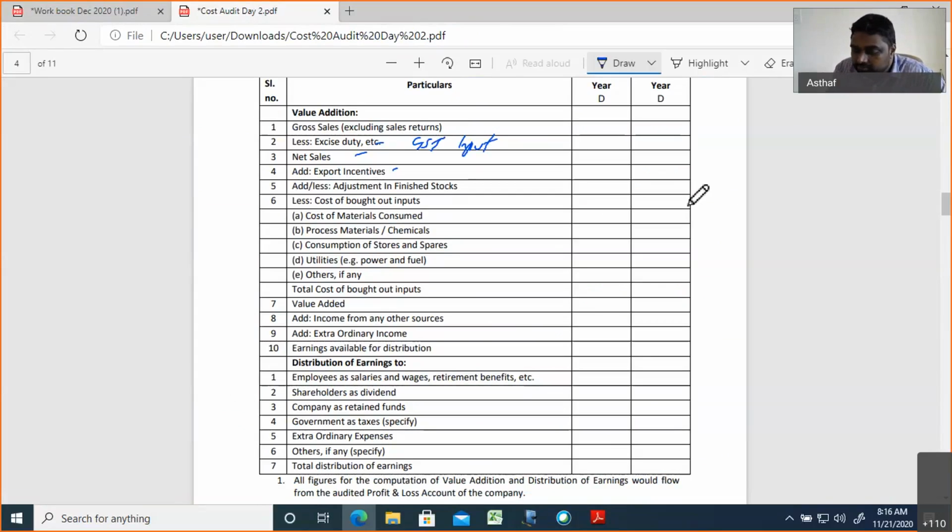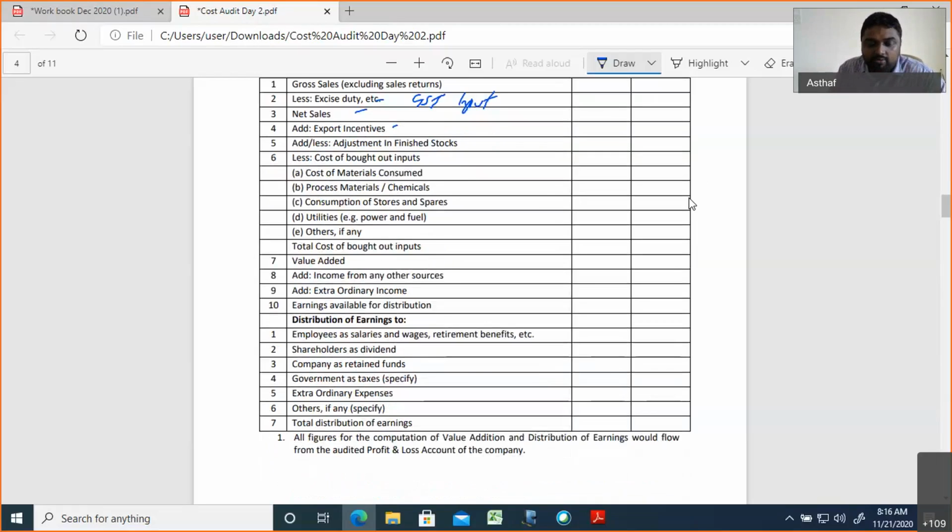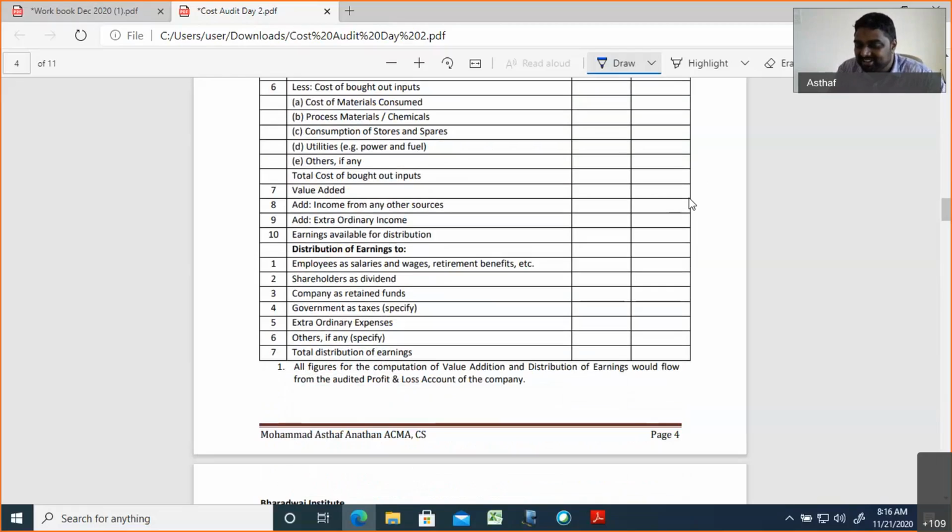Then add or less adjustment in finished goods. That is, if there is an increase, we add it. We already discussed: increase we add, decrease we less. Less cost of bought out items, we will get value addition. To the value addition, if you add income from other sources, you will get earnings available for distribution. These earnings you have to distribute to employees, shareholders, company, government, and extraordinary items if any.